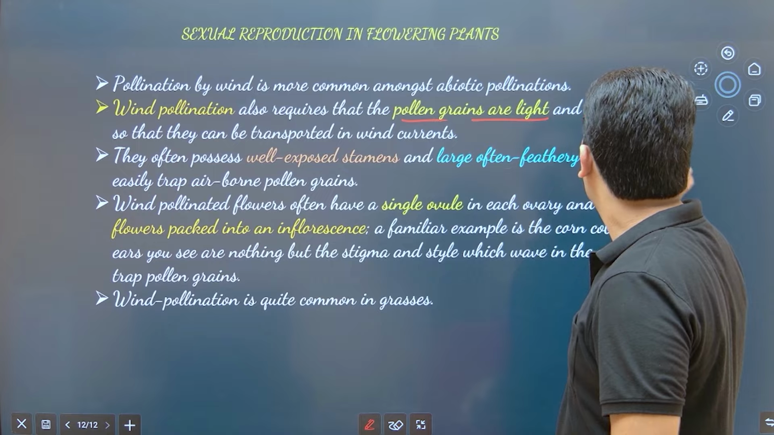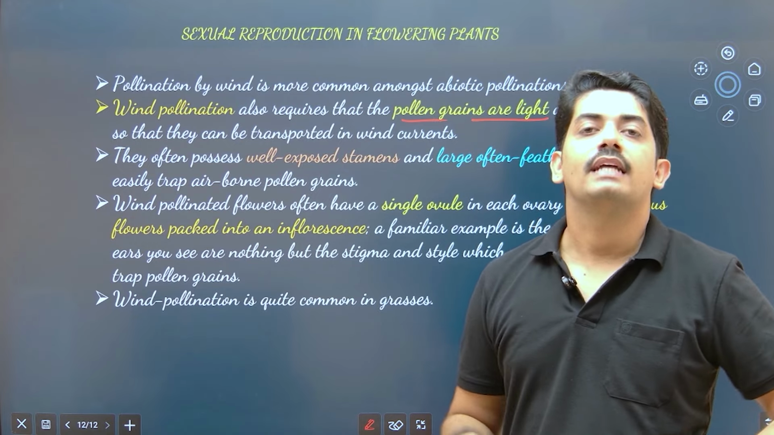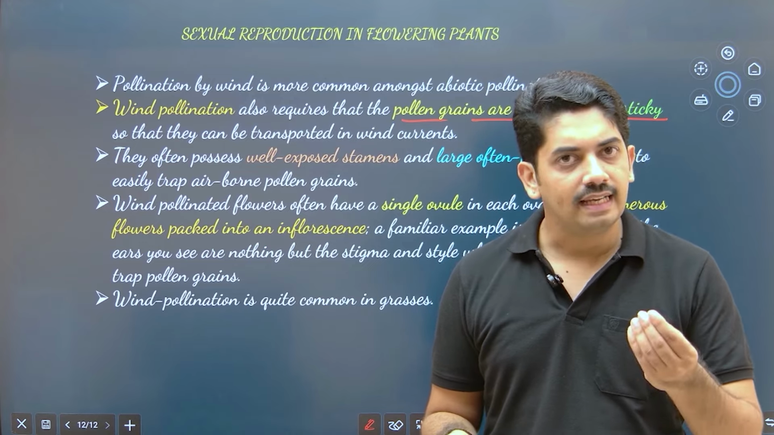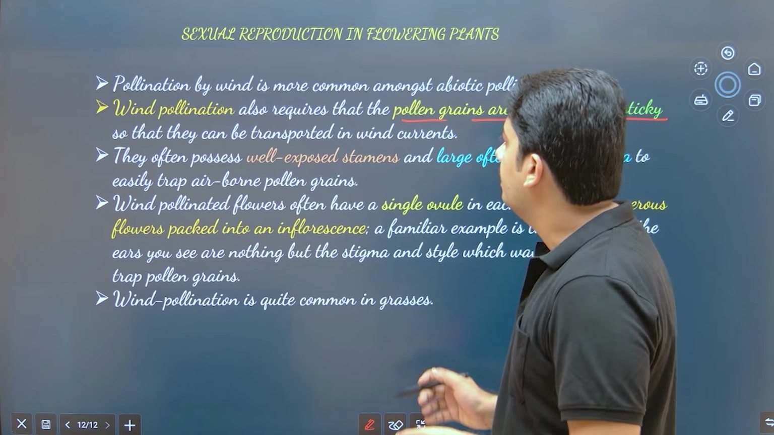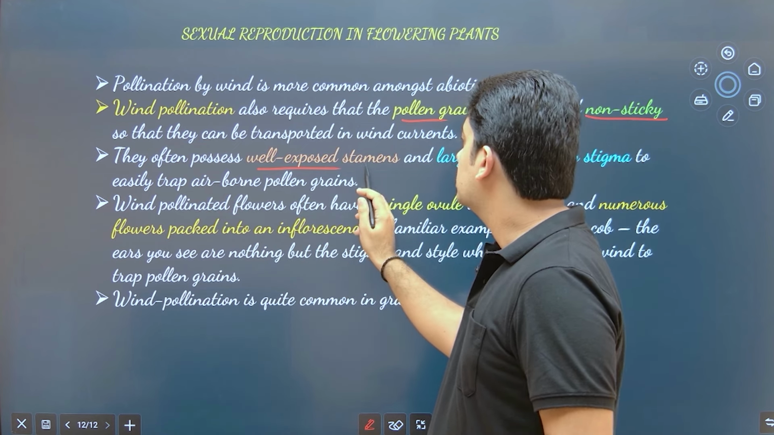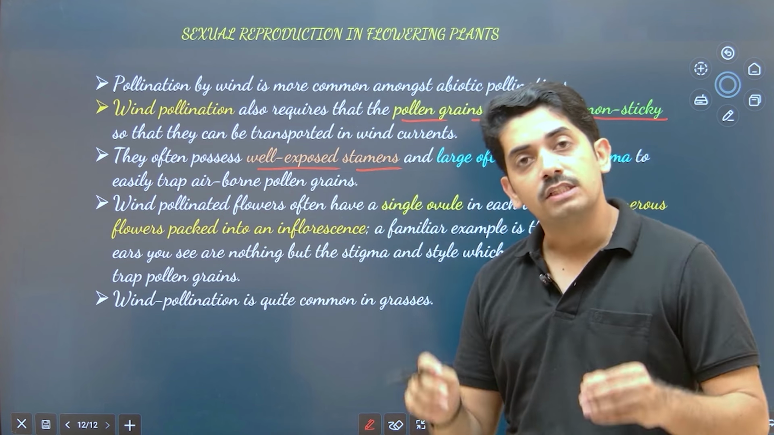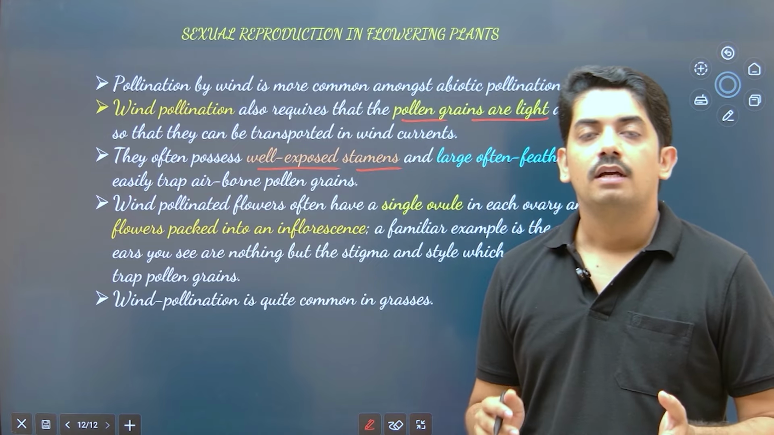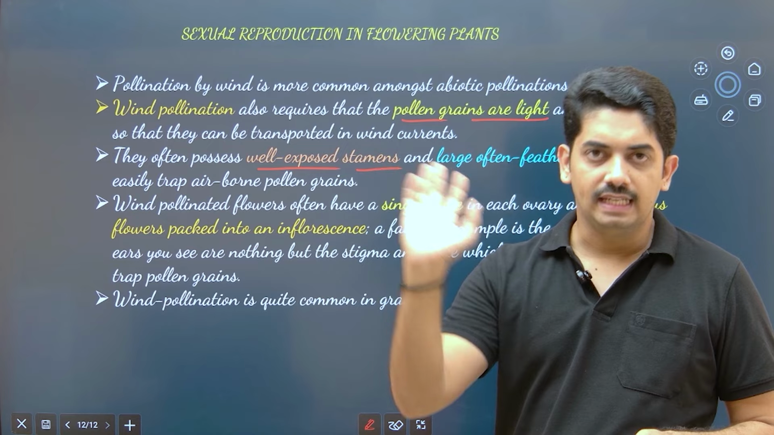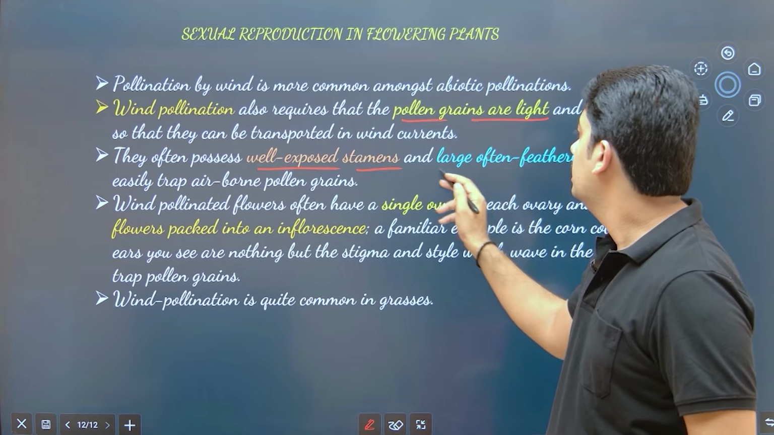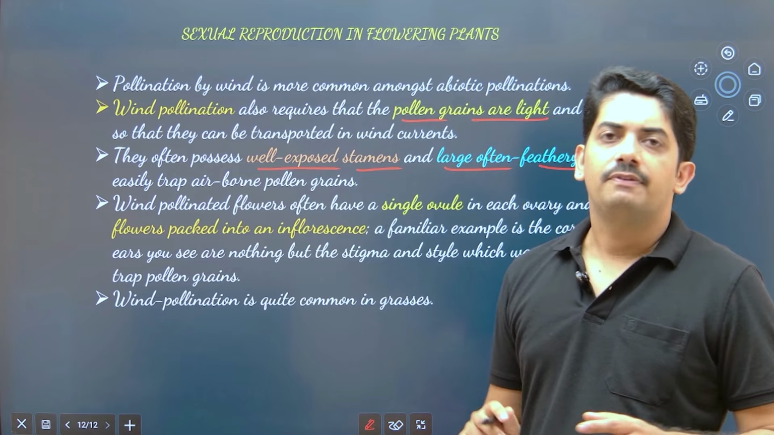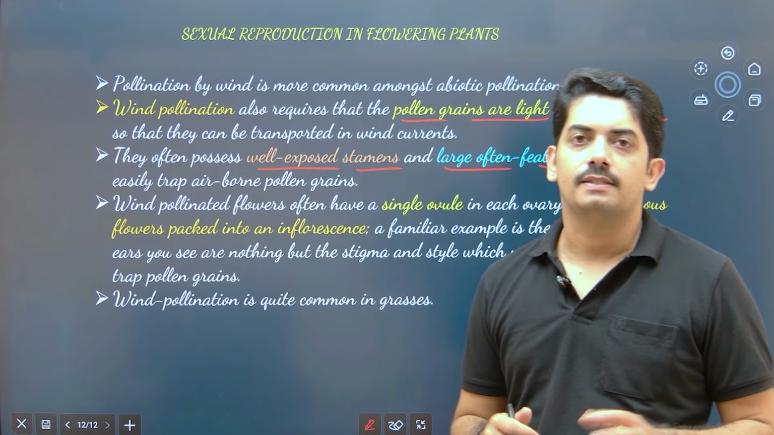Second thing, they are non-sticky. Why are they non-sticky? There is no reason to stick onto the body of pollinators. That is why they are non-sticky. Okay, then they often possess well exposed stamens. Well exposed stamens help in waving in the wind, and pollen grains are easily released. Then, large, often feathery stigma. See, feathery stigma helps in trapping the pollen grains.